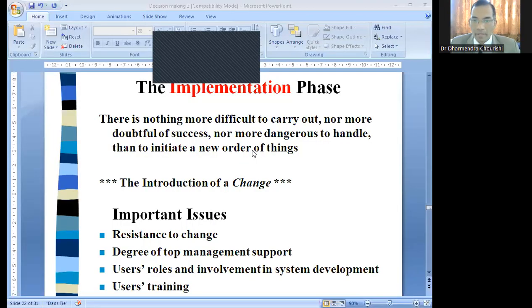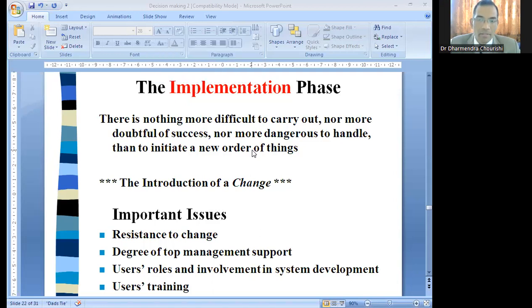Decision-making process. In this third video, our focus will be on the implementation phase. There is nothing more difficult to carry out, nor more doubtful of success, nor more dangerous to handle than to initiate a new order of things.